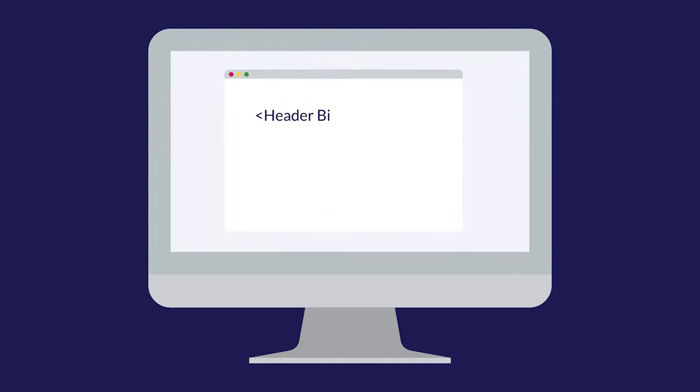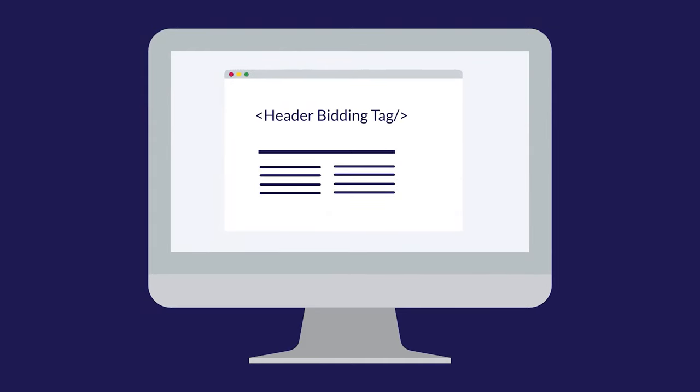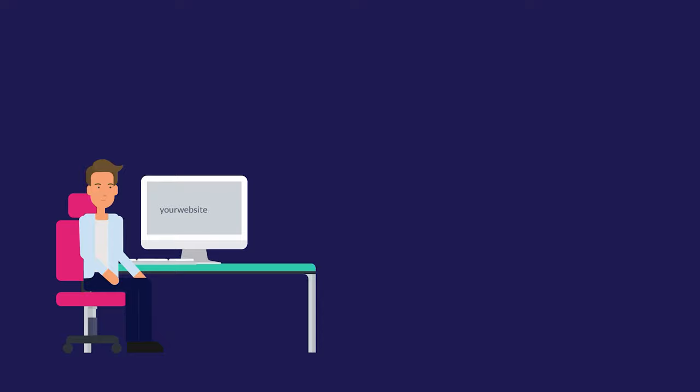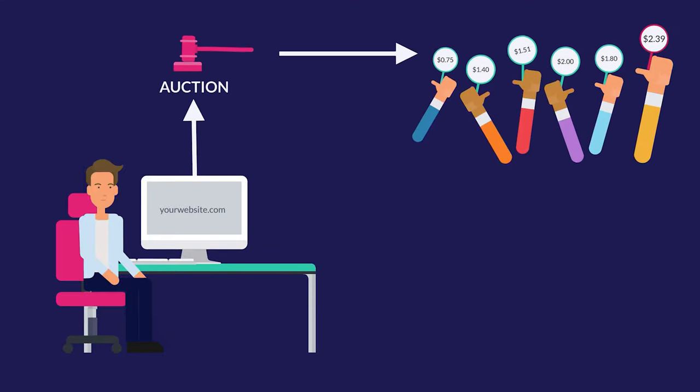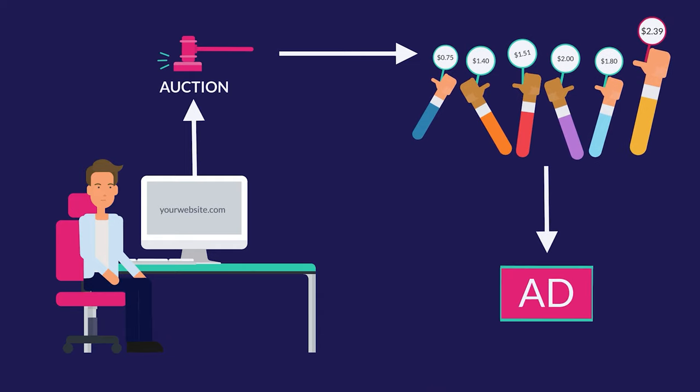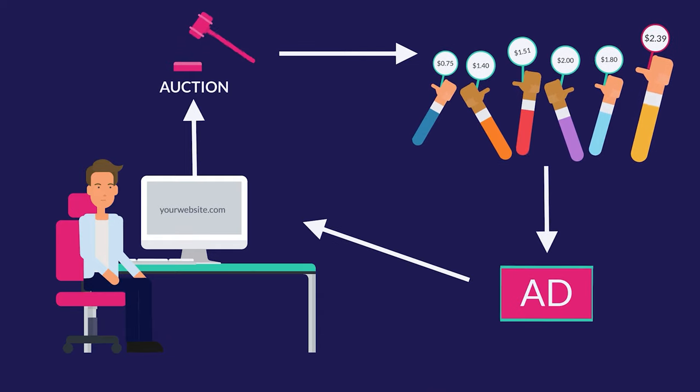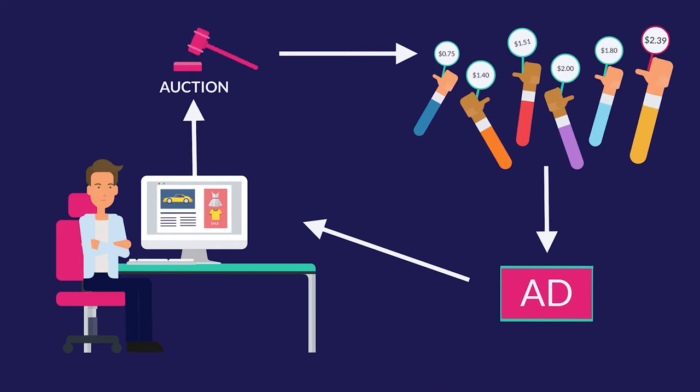So, how does header bidding work? To set up header bidding, a JavaScript header bidding tag needs to be placed in the website's header. When a user lands on your website, the header bidding tag simultaneously calls multiple advertising demand sources within milliseconds. The winning advertiser gets the opportunity to call their ad server for the creative, and their ad is rendered as the page loads. From a user's perspective, header bidding looks just like any other ad serving technology, just like AdSense would.